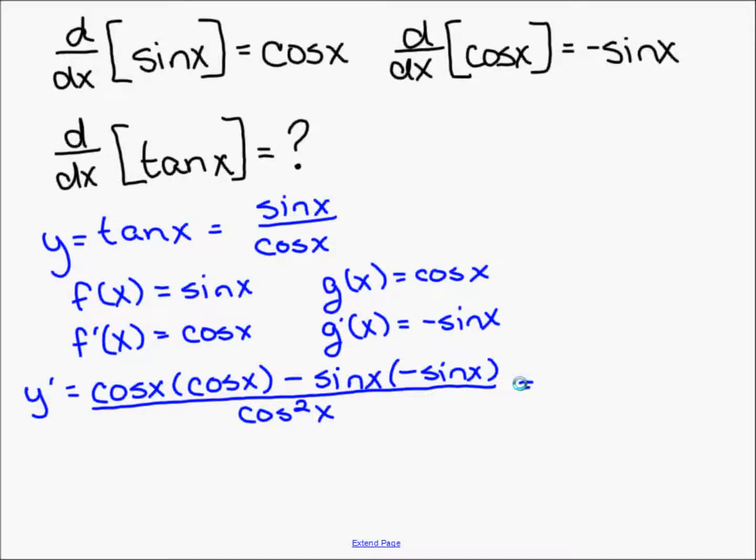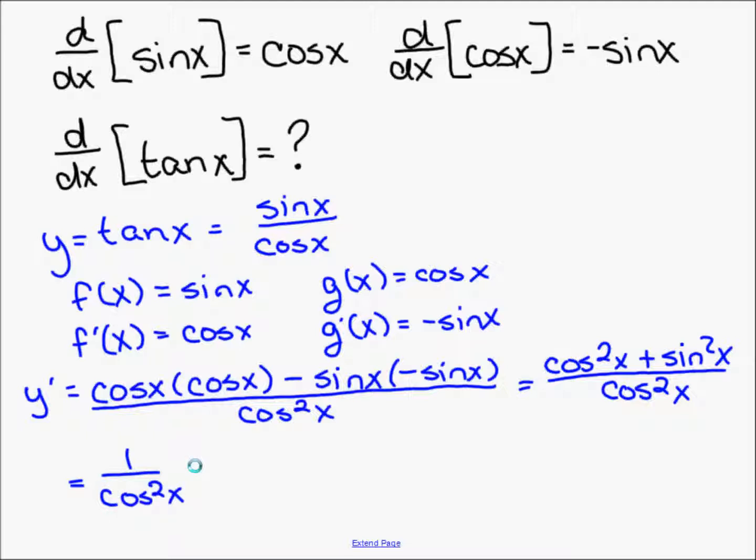I'm now going to combine terms. Cosine x times cosine x is cosine squared x. Negative sine x times negative sine x is positive sine squared x, and that's all over cosine squared x. Notice my numerator is my Pythagorean identity, so cosine squared x plus sine squared x equals 1, and that's over cosine squared x.